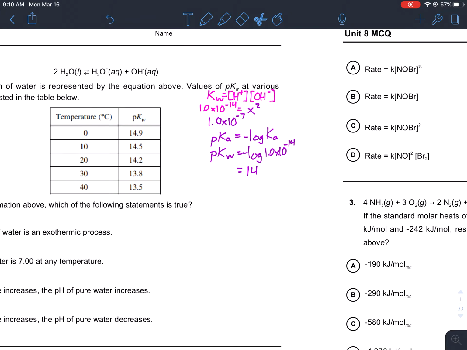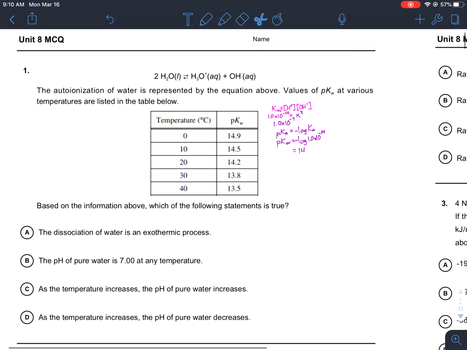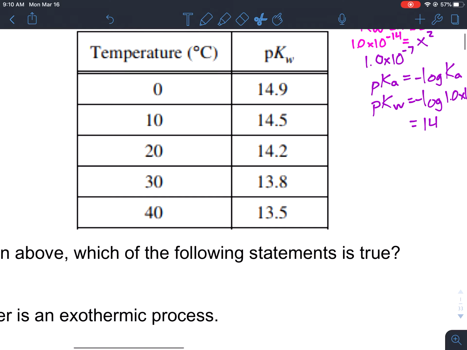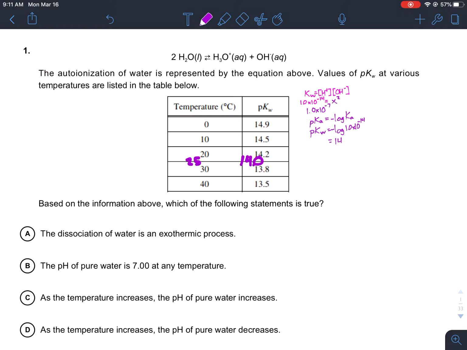All right, let's see what I need to keep for you. Let's look at this question. Okay, so this question says, the ionization of water is represented by the equation above. Values of pKw at various temperatures are listed in the table below. So notice what's happening. As temperature is increasing, pKw is decreasing, right? And you'll also notice there's one number that's missing that would make this a little bit easier: the room temperature, 25 degrees Celsius, because that would be 14.0. So you're missing that one value. Okay, based on the information above, which of the following statements is true?